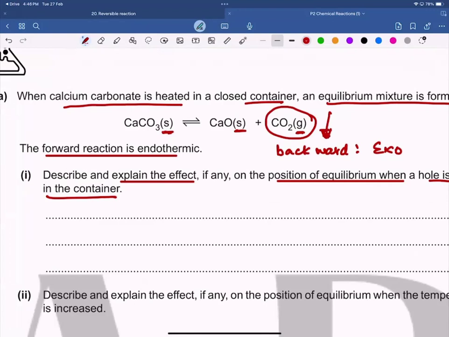See, that's how the examiner asks you. Examiner never always see the timing, please.